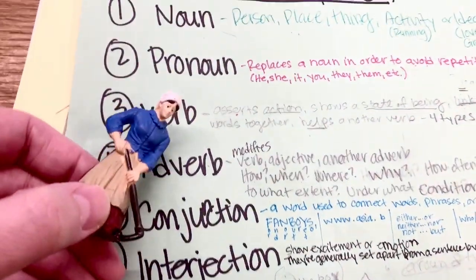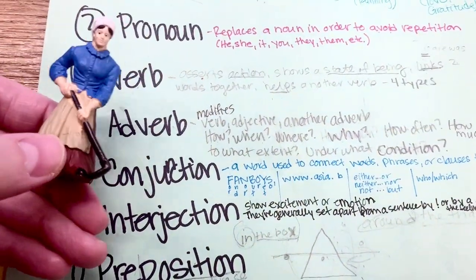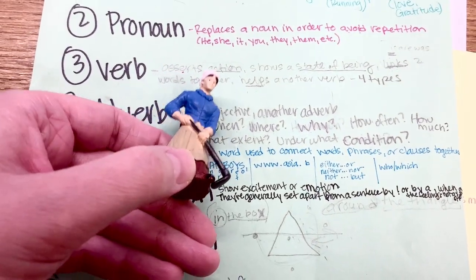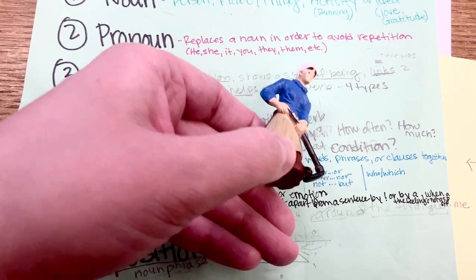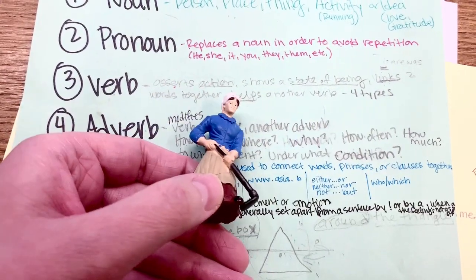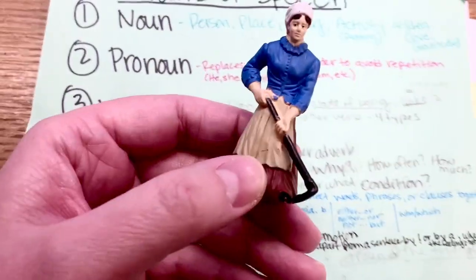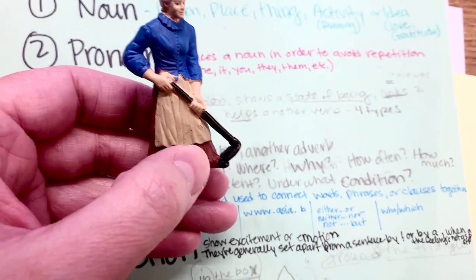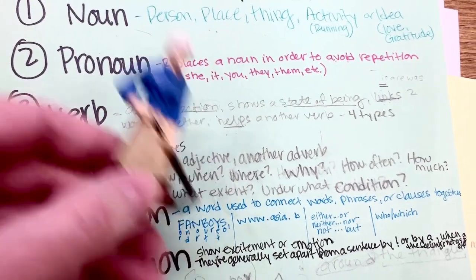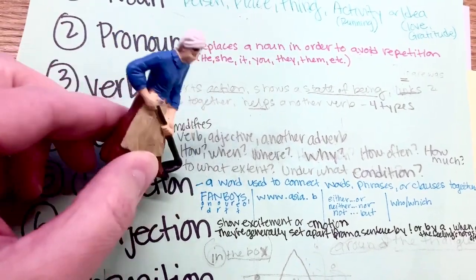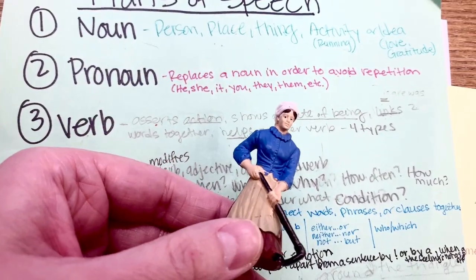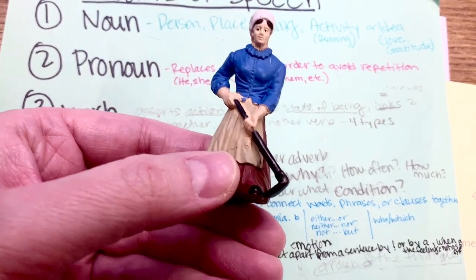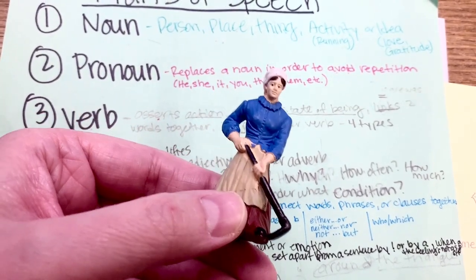Today we're going to review very briefly, what is a verb? A verb is a word that asserts action, shows a state of being, links two words together, or helps another verb. I am actually really good at verbs. Do you see this hoe? This hoe is showing action. I'm hoeing away. That is an action. It shows a state of being because I am working. Do you see that? I am working.